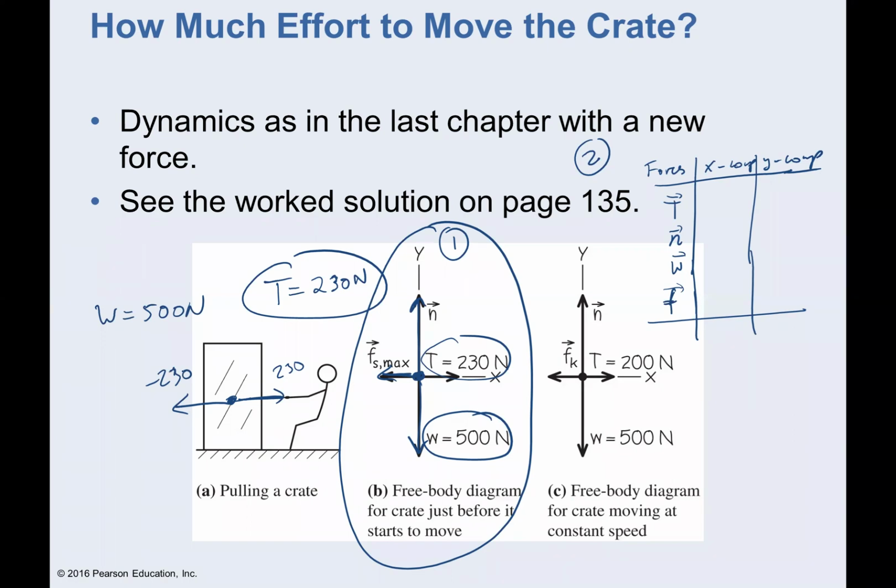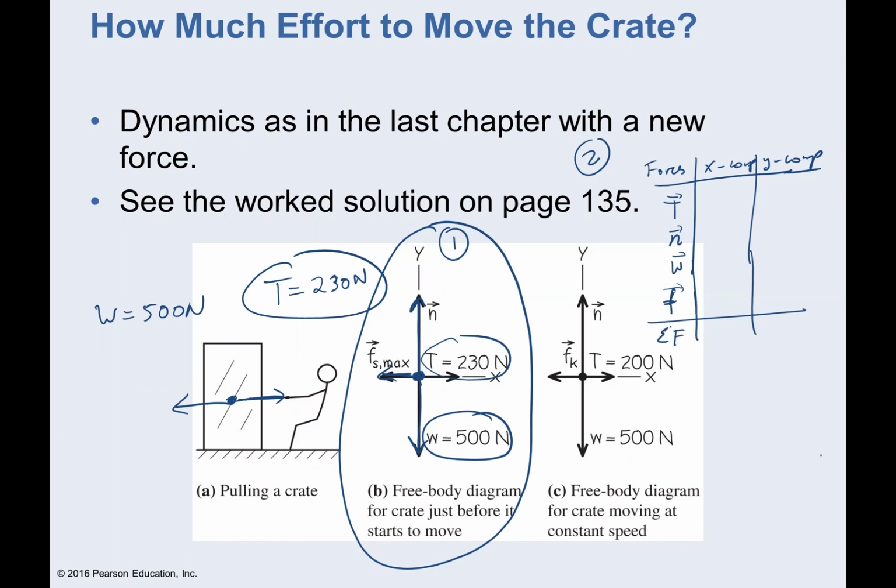Even though it has 300 maximum, it only pulls back with the same force as your applied force. It only needs that to cancel it, that's it. All right, so again, the 300 is just a number that I made up. We're going to calculate to see what it actually is. Okay, so let's see what we have.